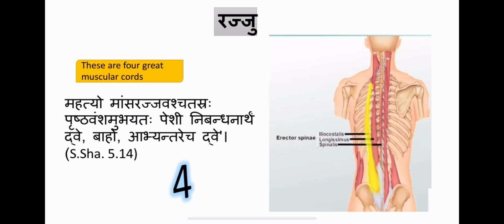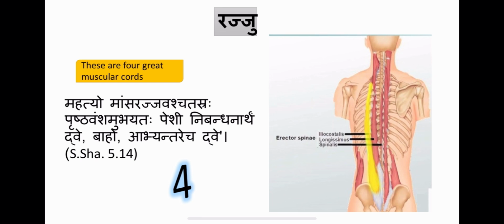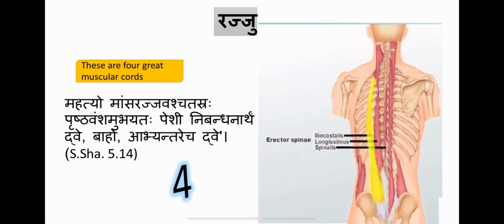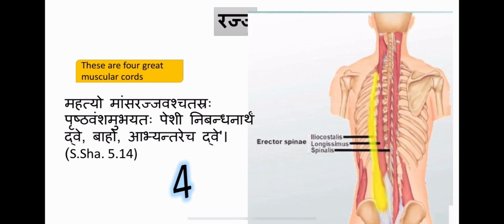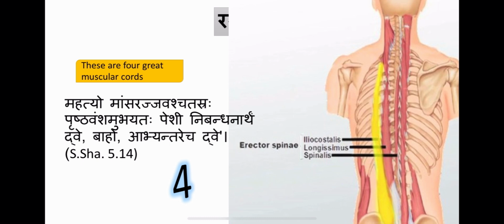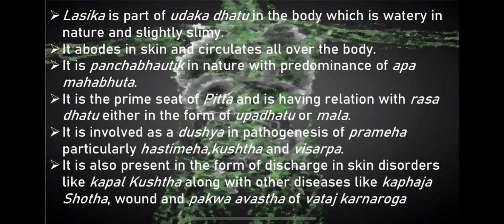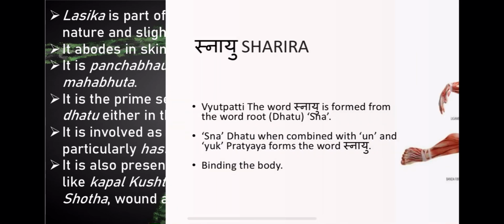The next term is Mamsa Rajju or just Rajju. They are strong thread-like structures and they are 4 in number, present on both sides of the Prushta Vamsha, that is, either side of the vertebral column, 2 on the inner side and 2 on the outer side. This can be correlated with the iliocostalis, longissimus and the spinalis muscle. Let us study the word Lasika. Lasika simply means lymph. It is a part of Udaka Dhatu which is watery in nature, predominated by the Jala Mahabhuta.